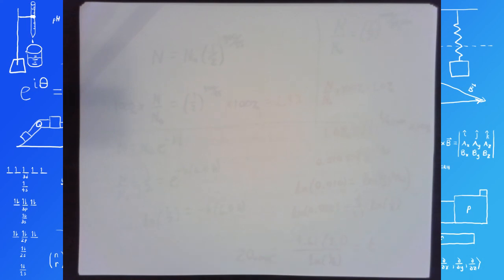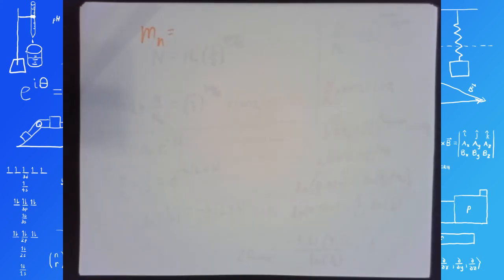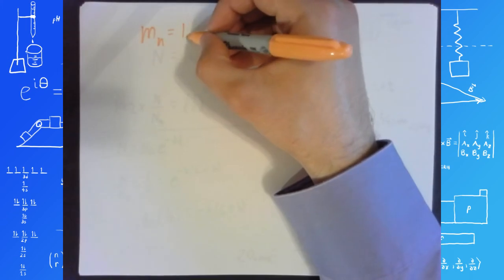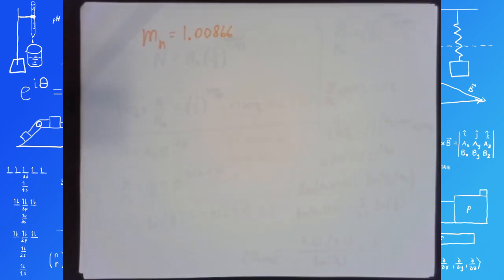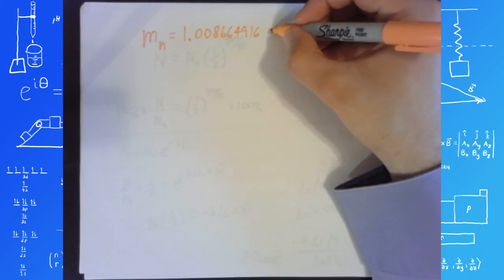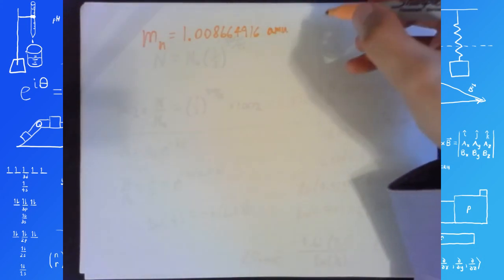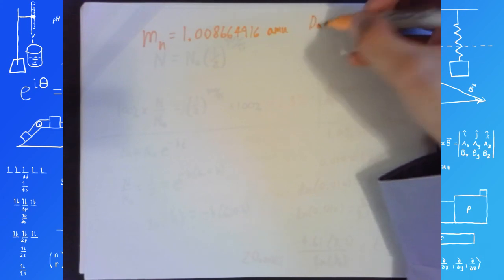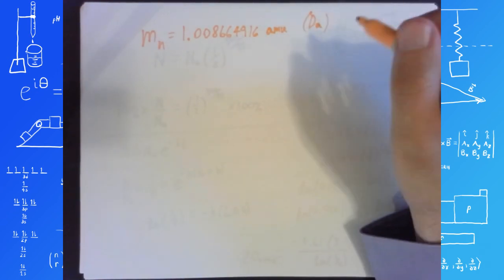So mass of a neutron, m sub n, is equal to 1.00866 4916 atomic mass units, which you can represent with the symbol AMU or just U, and some people will also represent it with the symbol Da for Dalton. 1 Dalton is 1 AMU. So, whatever representation you want to use.